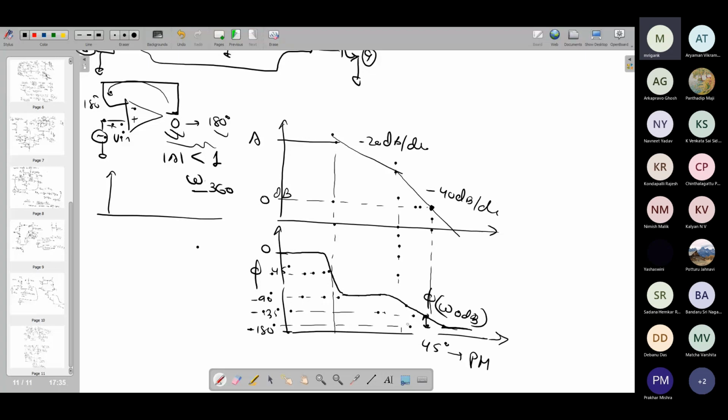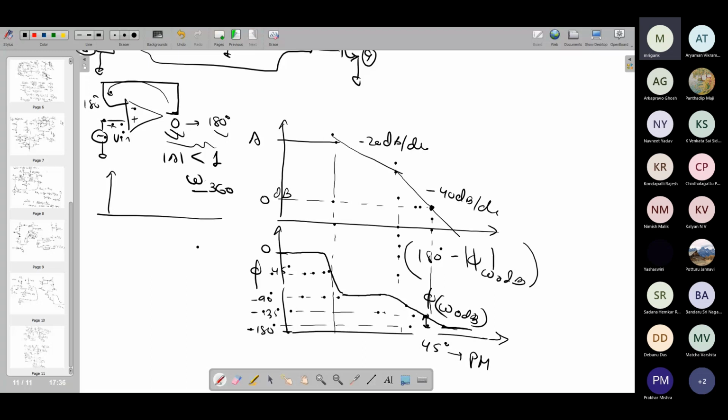That is compared to the overall phase shift, how much margin I still have. Is that clear to all of you? This is the phase margin. You can define it as phi at omega 0 dB, 180 degrees minus the phase shift, because this is a non-inverting amplifier. What I'm seeing is that as compared to 180 degrees, how much is the phase shift at omega 0 dB. That gives me the phase margin. Is the concept clear? Like why we are calling this phase margin?